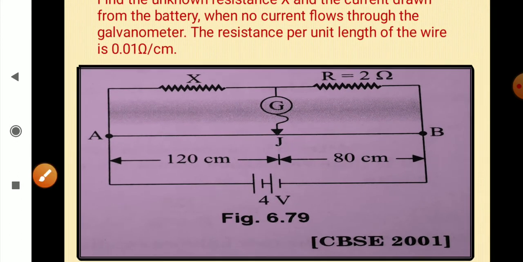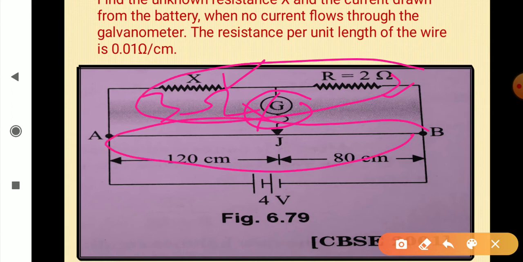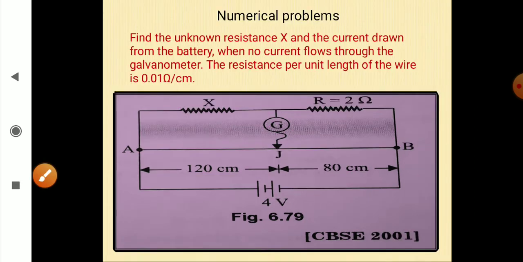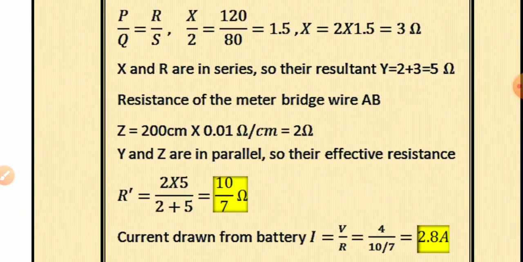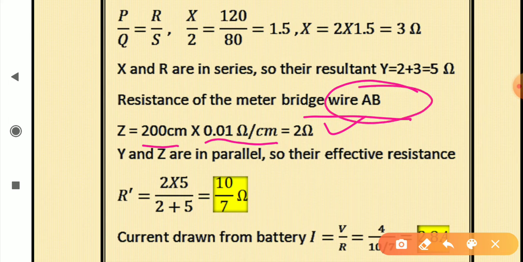You see, let's get back to the previous diagram once again. See, when no current is passing through galvanometer, we can neglect this part. So X is equal to 3 ohm and R is equal to 2 ohm. They are in series, and this whole wire, they are in parallel. So we can calculate the equivalent resistance. Now, resistance of meter bridge wire is, the total length is 120 plus 80, 200 centimeter, and resistance per centimeter is 0.01 ohm per centimeter, और इसको मल्टीप्लाई करेंगे तो 2 ohm. तो रेसिस्टेंस वायर की, ए बी वायर की रेसिस्टेंस 2 ohm हो गई.